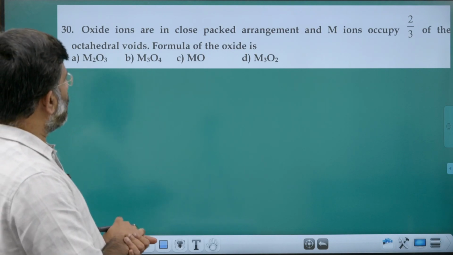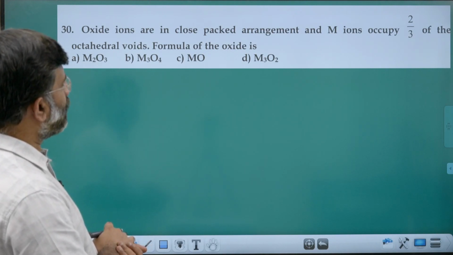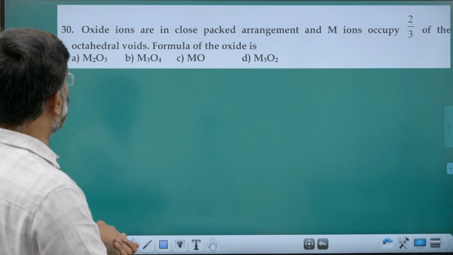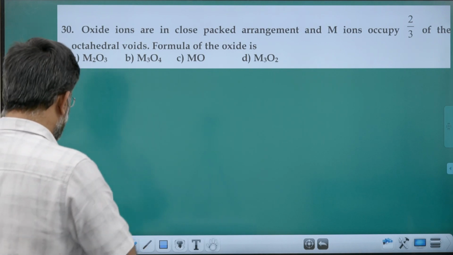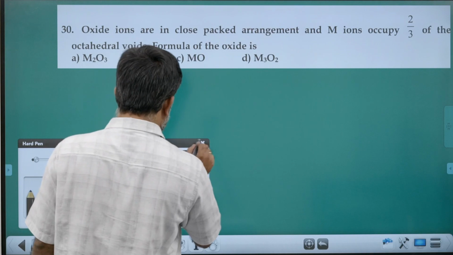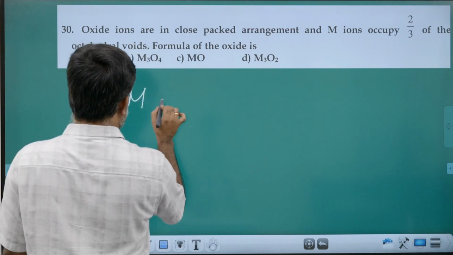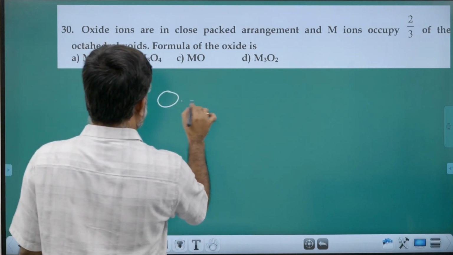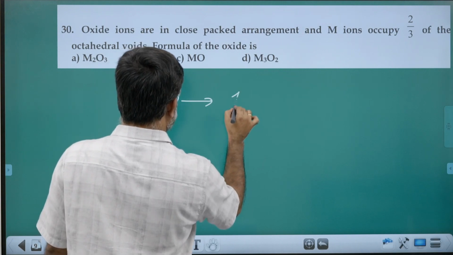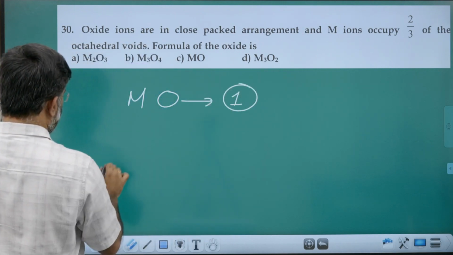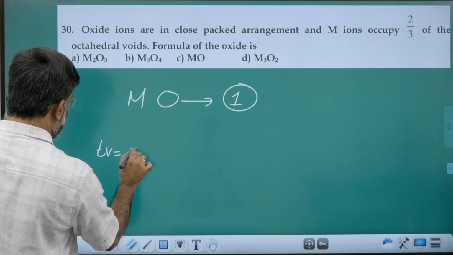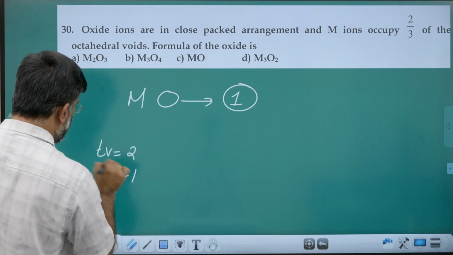Oxide ions are in close packed arrangement and a metal ion occupies 2/3 of octahedral voids. Formula of the oxide? Again the same type of question which we did. Metal and oxygen. Oxygen forms close packed arrangement. So let this be 1. Then number of tetrahedral voids will be 2. Number of octahedral voids will be 1.